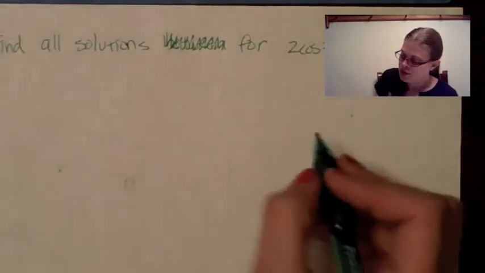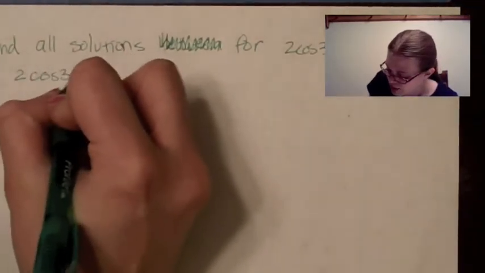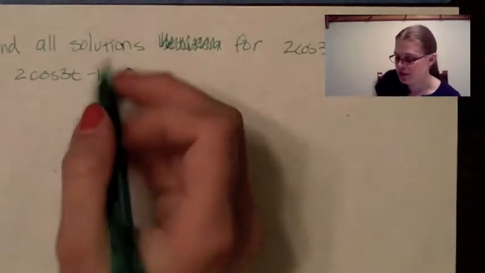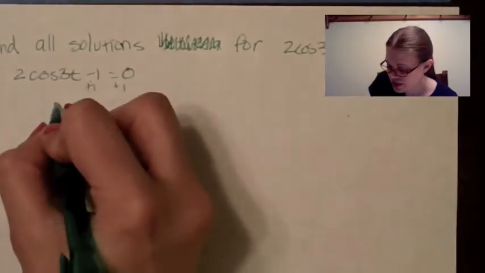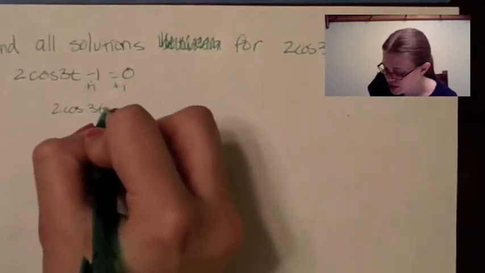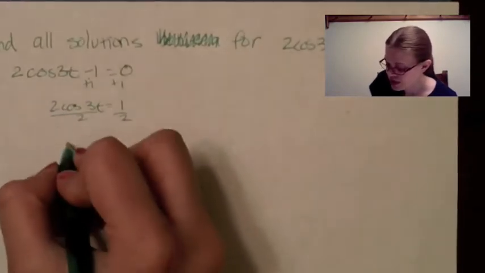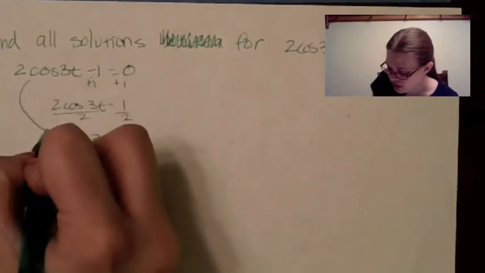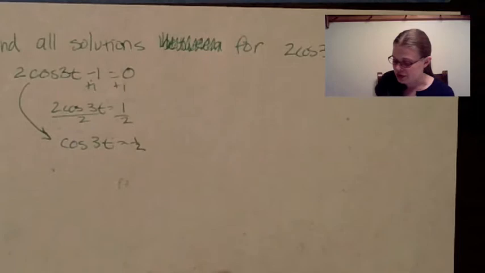Okay. So I'm going to start off a similar way that we did yesterday, where I'm going to get the cosine by itself first. So that's our first thing that we want to do. So I want to get rid of the 1 and I want to get rid of the 2. So I'm going to add the 1 to the other side. So I have 2 cosine 3t equals 1. So I'm going to divide by 2 to get rid of the 2 in front. So I have cosine of 3t equals 1/2. If you want, you can go straight from here to here. That's acceptable as far as showing where it goes.